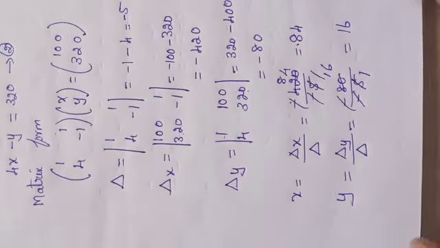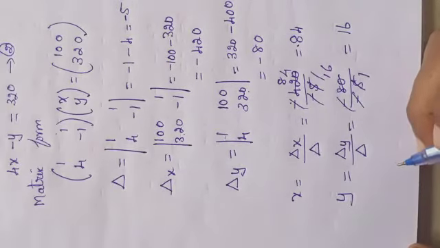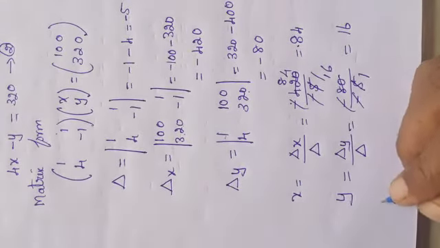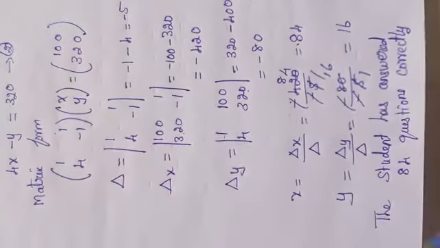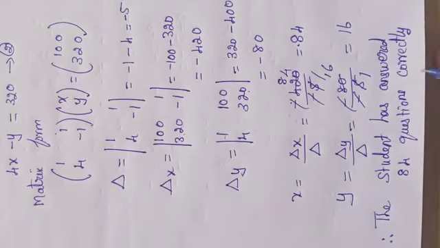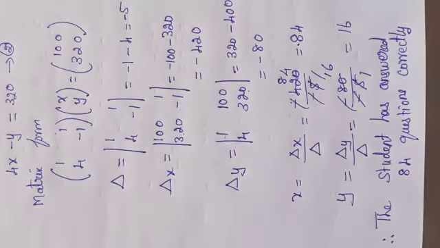In our question they asked how many he answered correctly. Therefore, the student has answered 84 questions correctly. Did you all understand this Cramer's rule method?